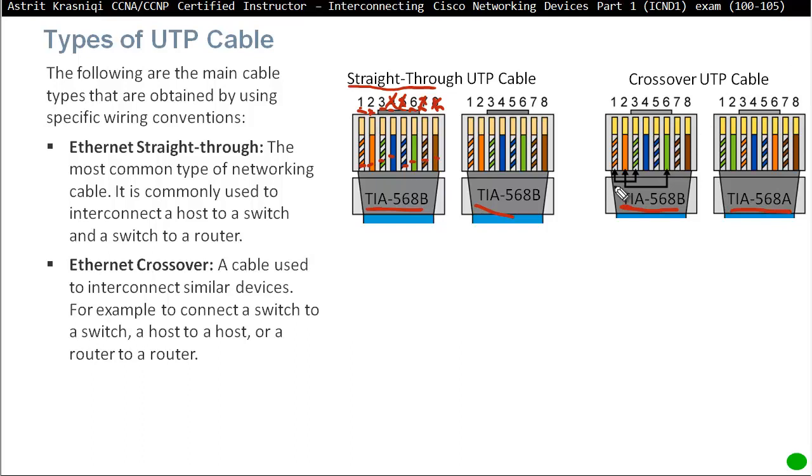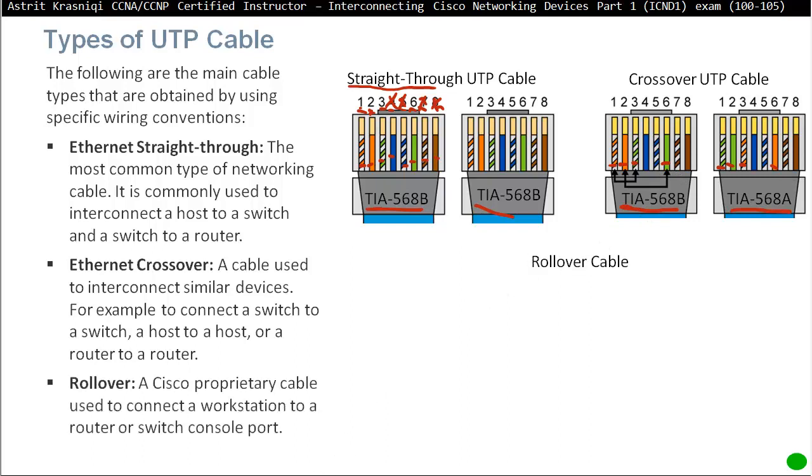This says pins 1 and 3 are going to be flipped. For example, pin 1 here was white and orange, here becomes white and green. Pin 2 is orange, pin 2 here becomes green. Pin 3 used to be white and green on this side, and it's white and orange on this side. And then pin 6 as well. It's orange from green.